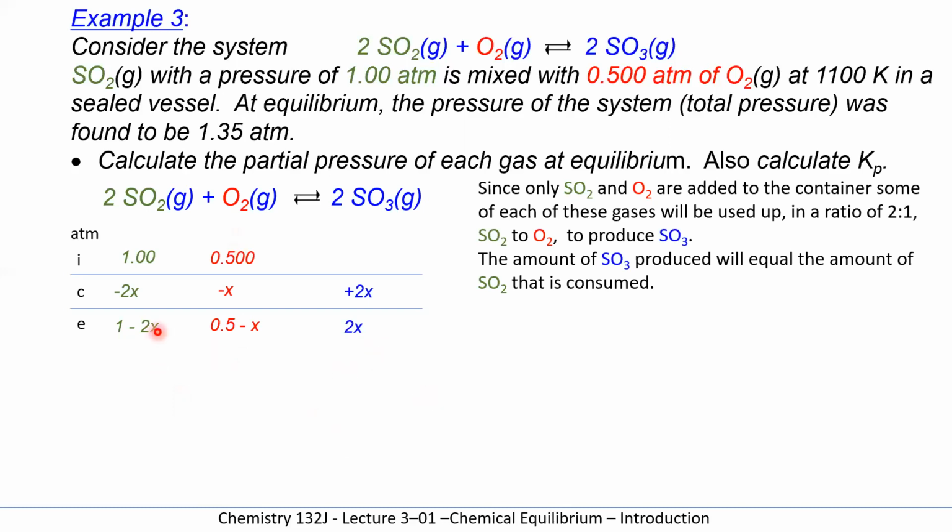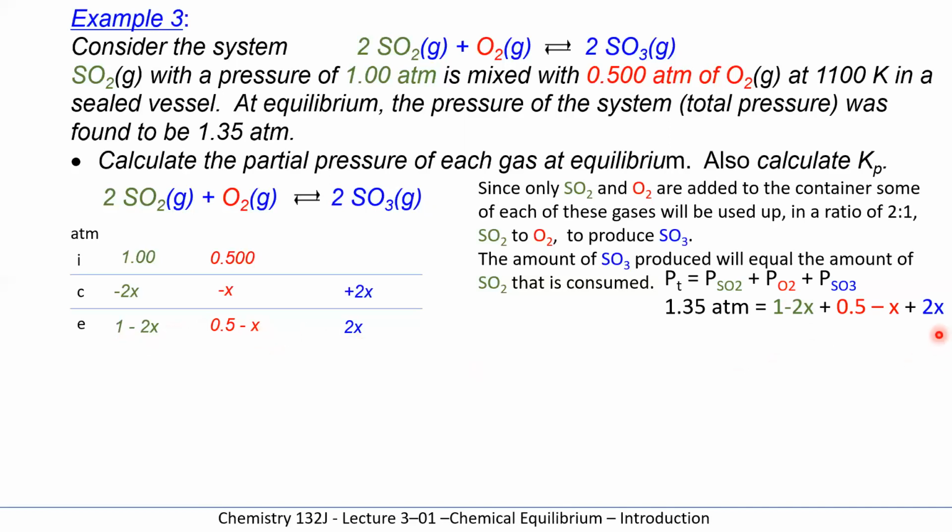Well, is there any way we can find out what x is? Well, of course. We're told the total pressure is 1.35 atmospheres. So we know that the total pressure is equal to the sum of the pressures of each of the gases. And we know the pressures of the gases in terms of x. So we know the total pressure, 1.35 atmospheres, must be equal to the pressure of SO2, which is 1 minus 2x, added to the pressure of oxygen, which is 0.5 minus x, added to the pressure of SO3, which is 2x.